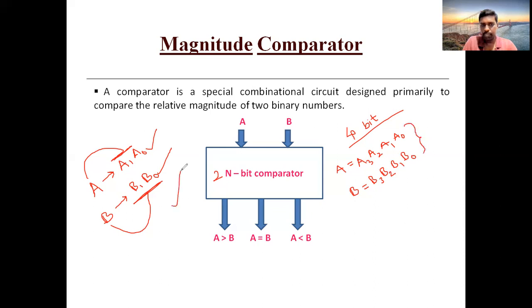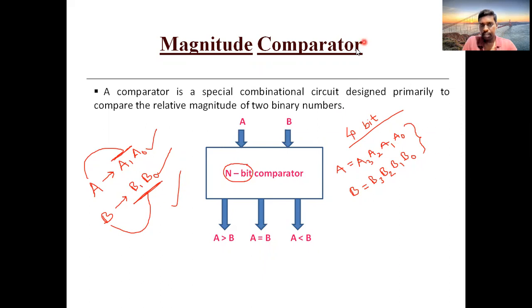Remember that this value of n will decide the number of bits present in input A and input B. Suppose it is 2-bit, 2 bits should be there under A and 2 bits under B. Suppose it is 4-bit, 4 bits should be under A and 4 bits under B. Like that, this n value decides how many bits are represented for each input. Whatever the bits may be, your outputs will be the same: only 3 outputs, A greater than B, A equal to B, A less than B.